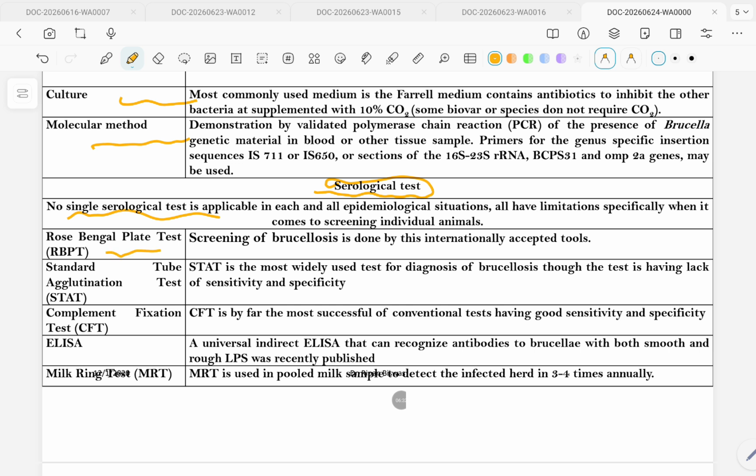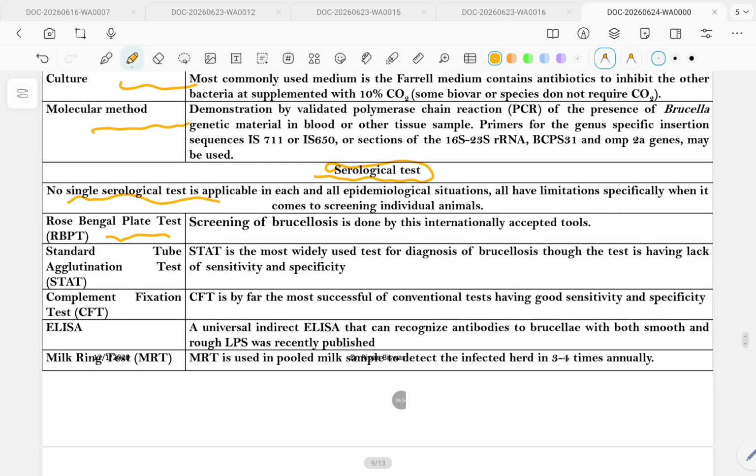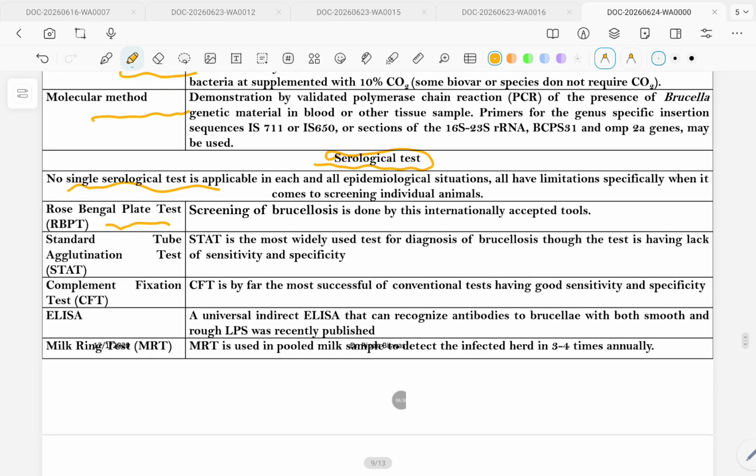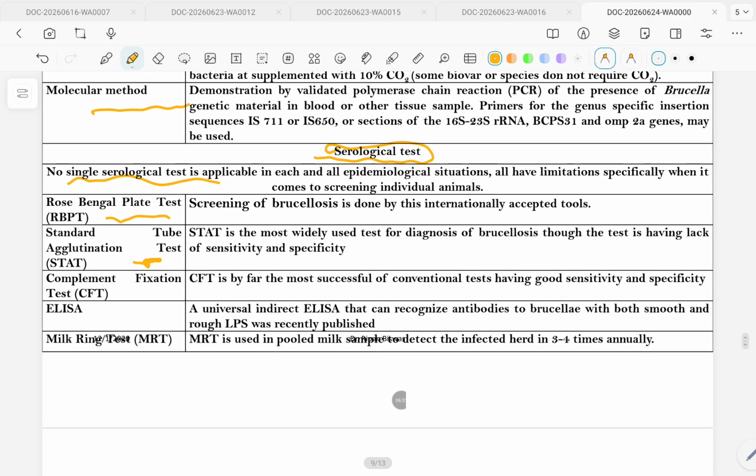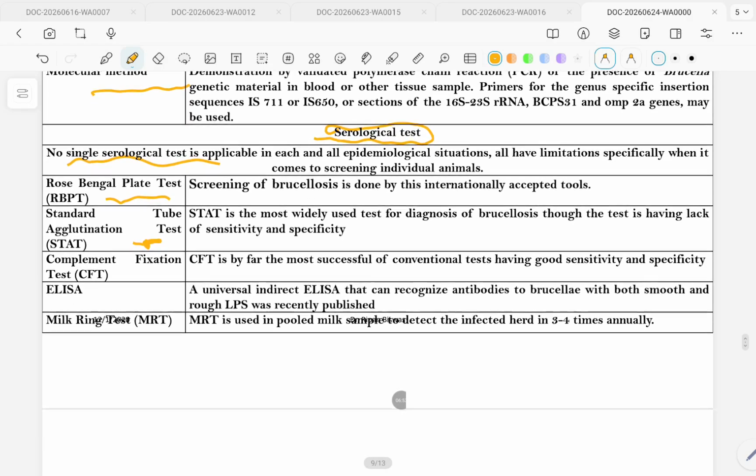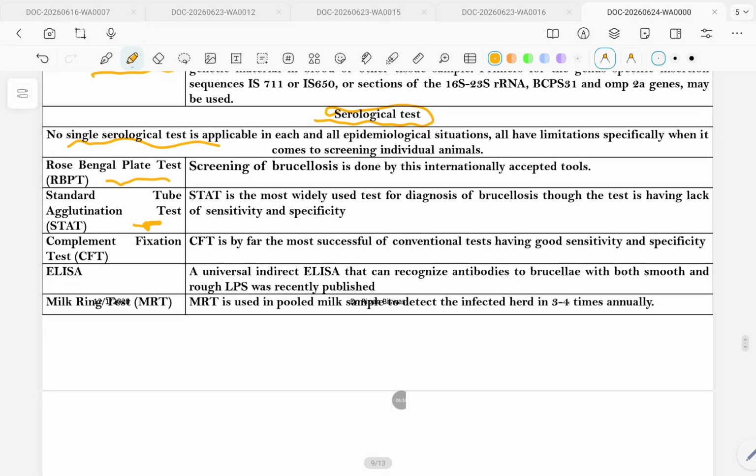Rose Bengal plate test (RBPT) screening of brucellosis is done by this internationally accepted tool. Standard tube agglutination test (STAT). STAT is the most widely used test for diagnosis of brucellosis. The test lacks sensitivity and specificity.